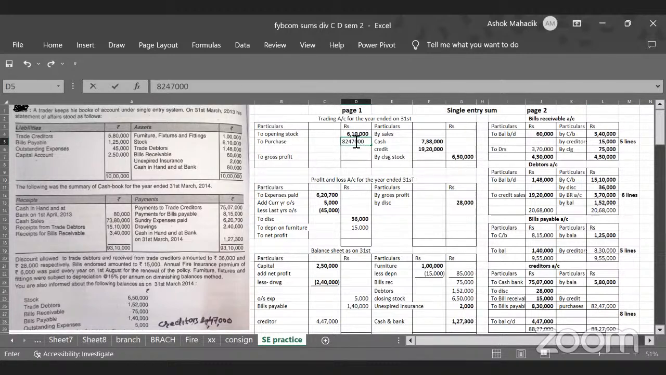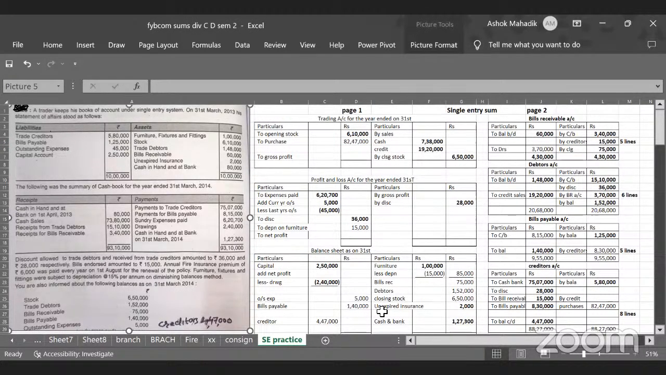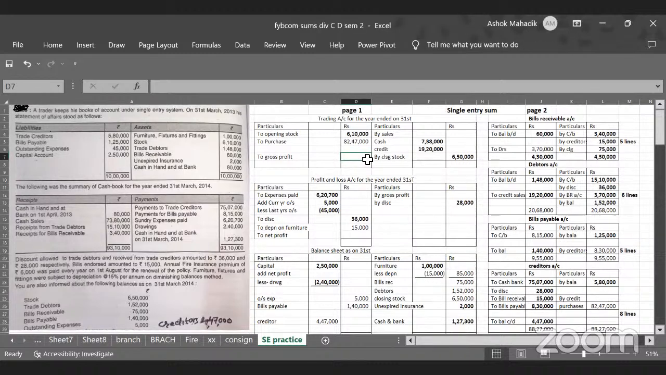82,47,000. Okay, students. One balance, the creditors balance, was given on the right hand side. I had incorporated that by writing it there. So it is given in the sum. So now these 4 accounts are settled. So we have to close the accounts of the final accounts.